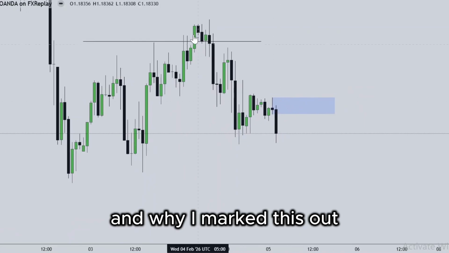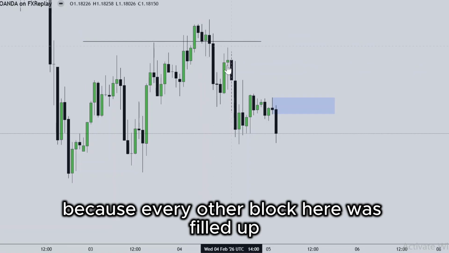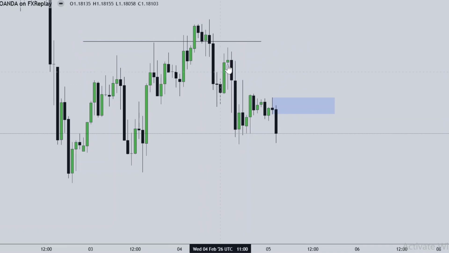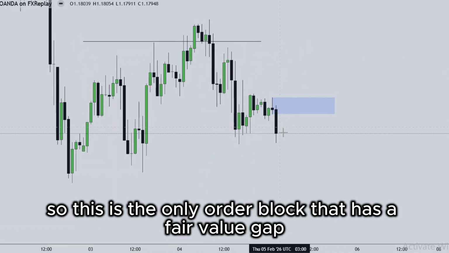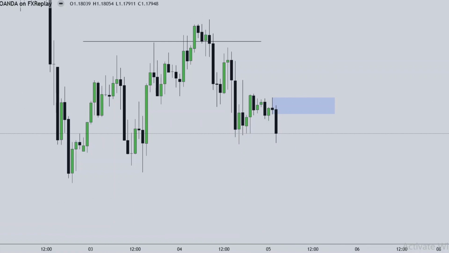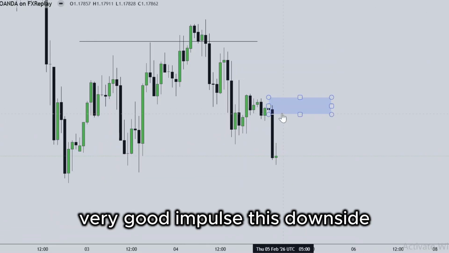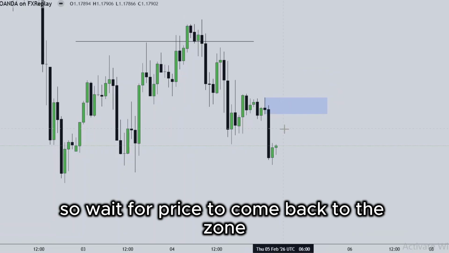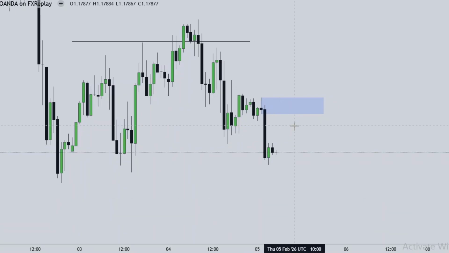And why I mark this out, because every order block here was filled up. Every other supply zone here is already filled. The gap is already filled. Every other block here is filled. So this is the only order block that has a fair value gap. So one more closed, and that was a very good impulse to the downside. So wait for price to come back to the zone.